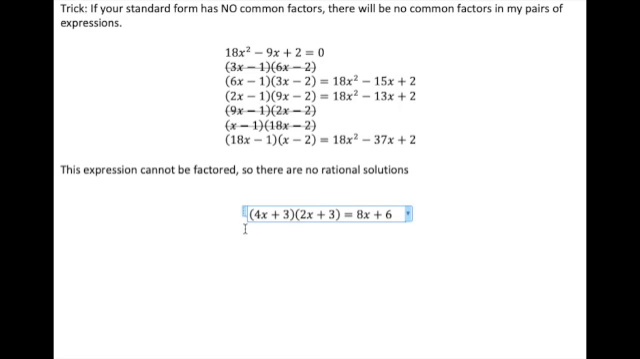But our first step here is going to be to distribute out the factor form. And then we are going to set equal to 0.